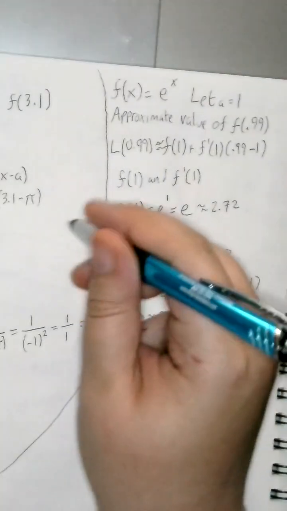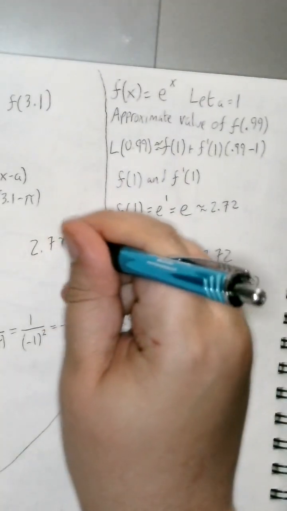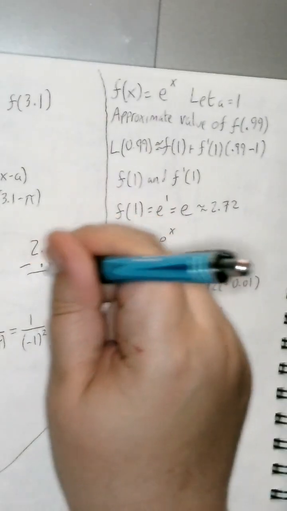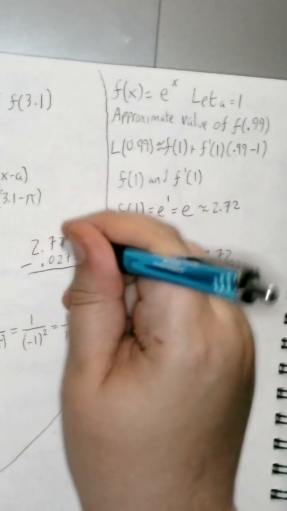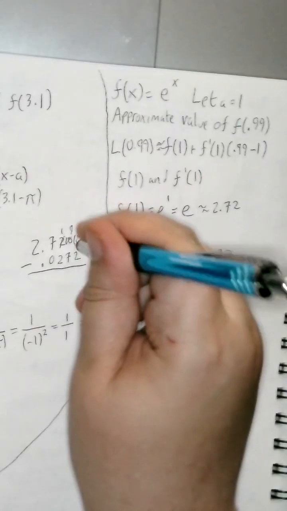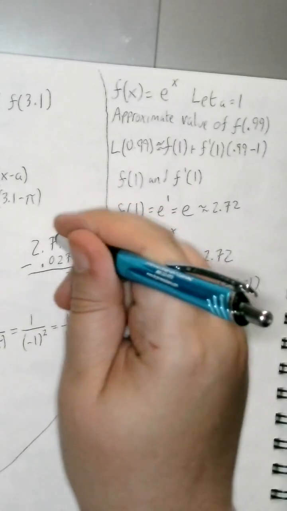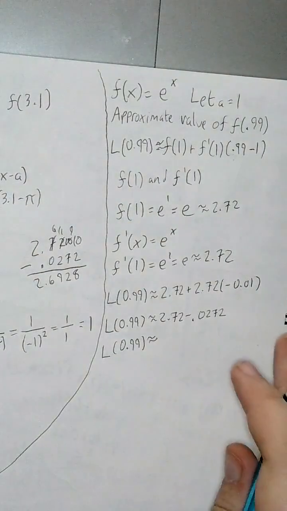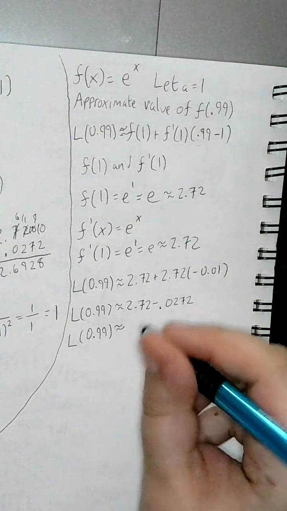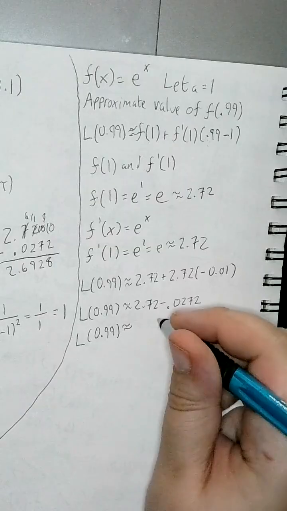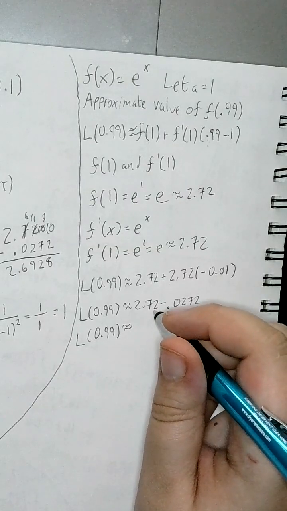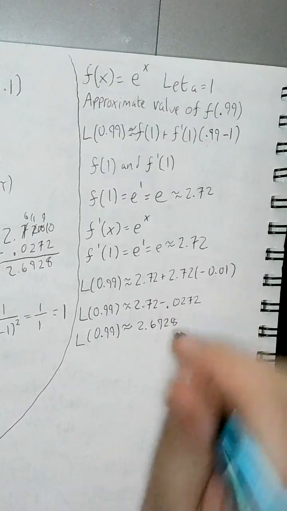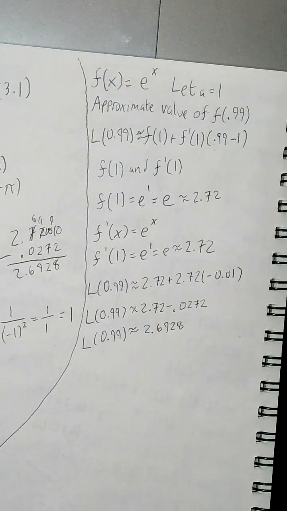So I have 2.72 minus 0.0272. That's 2.6928. So yeah, my answer is 2.6928. Let's see how close we were.